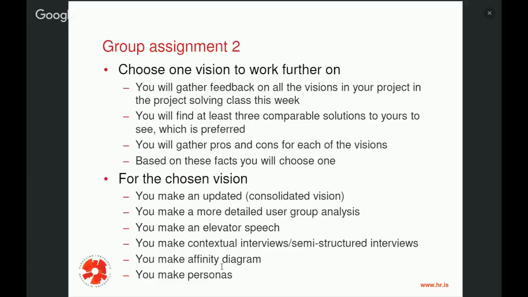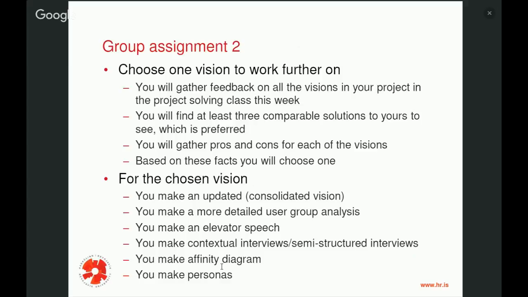So you delivered yesterday, and there you had 3 visions that you have been working on, and you had personas and user groups and all these scenarios. But the main theme in the next group assignment is to choose one of the visions to work further on. And you will do that by doing some thorough work.